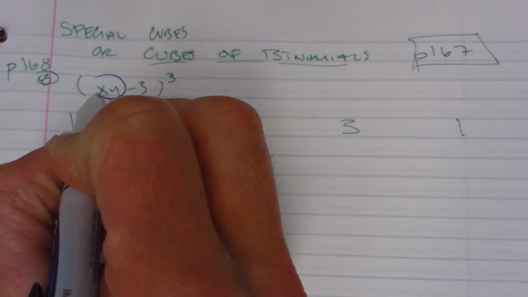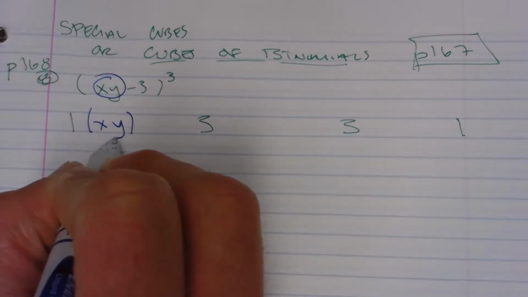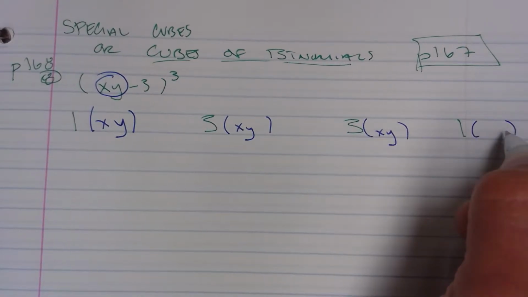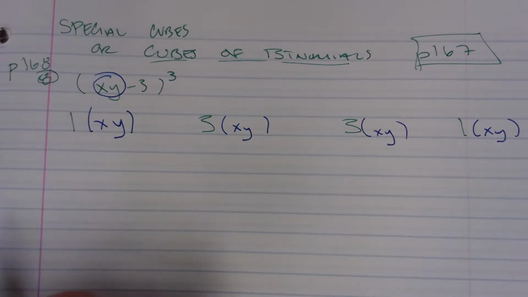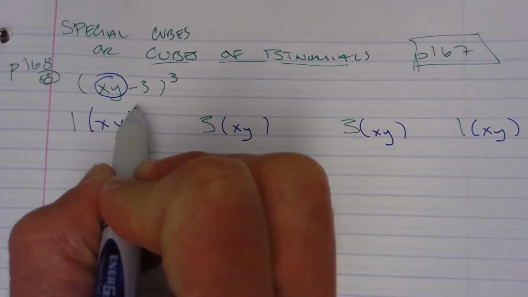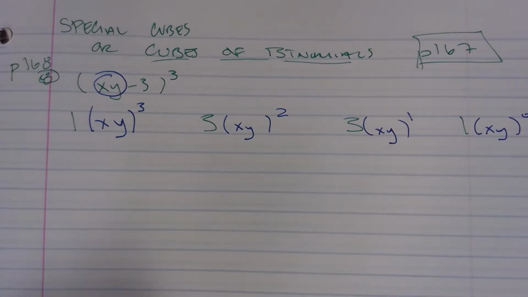Now you take your first term, which is in front. It's xy. You write it in parentheses after every number. So you had the 1, 3, 3, 1, and now after each of them you need the first term, in this case xy, in parentheses. Then you go back to the front, and you just count down: 3, 2, 1, 0.